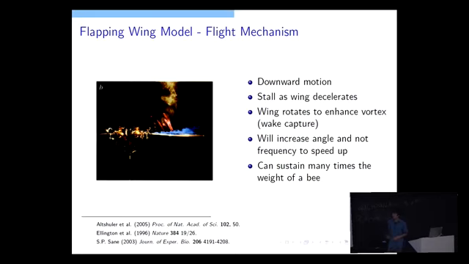This process can sustain many times the weight of the bee. The equations associated with this type of motion are much more complicated than the simple equation I showed earlier, so it's hard to predict how much lift it is. But through numerical models, it's been shown that this can sustain many more times the amount of weight than a fixed-wing flight can.